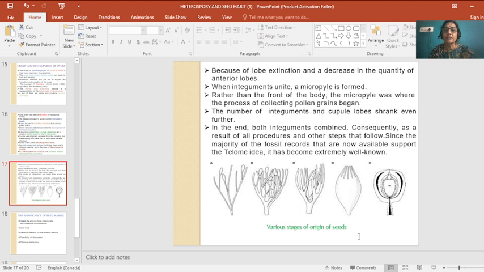Because of lobe extinction and a decrease in the quantity of the anterior lobes, when integuments unite, a micropyle is formed. The micropyle was there, rather than at the front of the body. The process of collecting pollen grains began. The number of integuments and cupule lobes shrank even further, and in the end, both the integuments combined. As a result of all these procedures and steps that follow, the majority of the fossil records now available support the telome idea. It became extremely well developed.